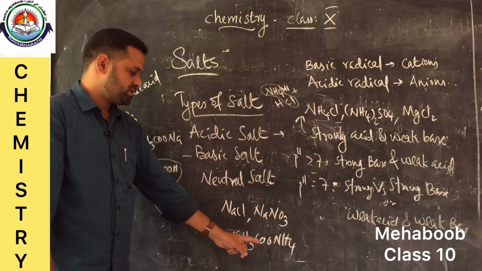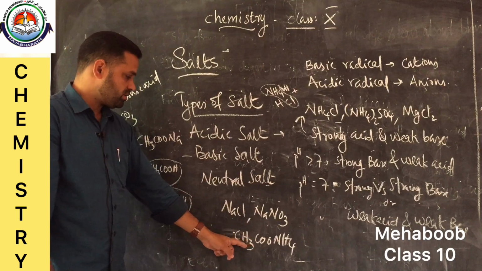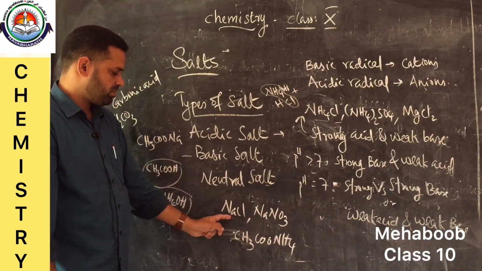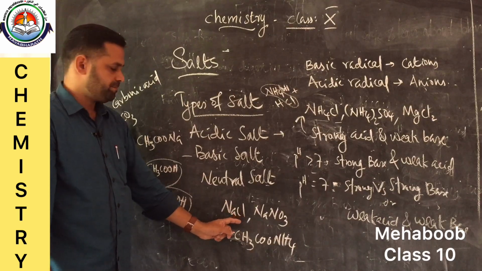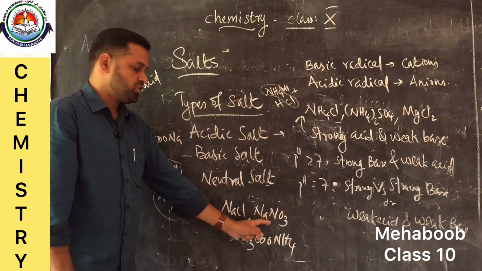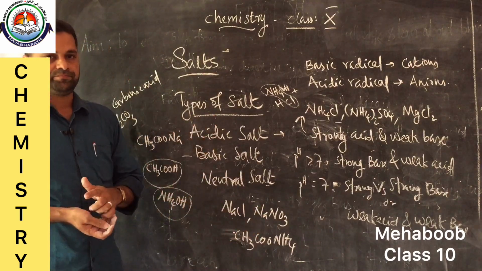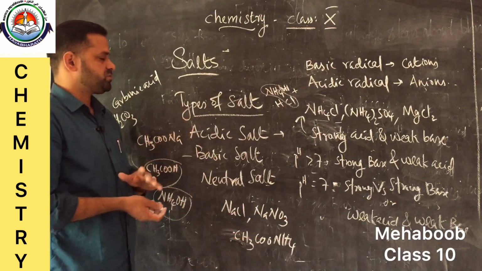So ammonium acetate is a neutral salt, and sodium chloride is a neutral salt because it is formed between sodium hydroxide and HCl. NaNO3, HNO3 and sodium hydroxide, we get NaNO3. All these are neutral salts. Okay, so these are the different types of salt.